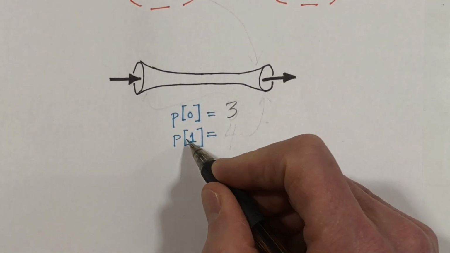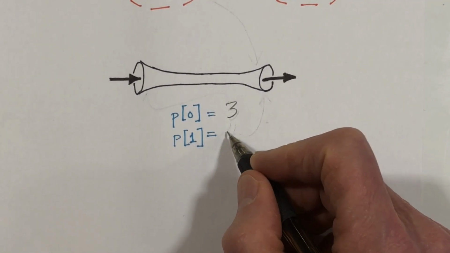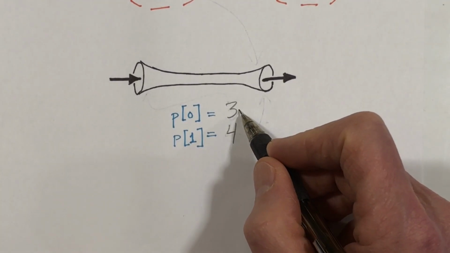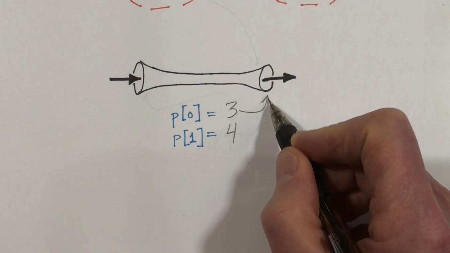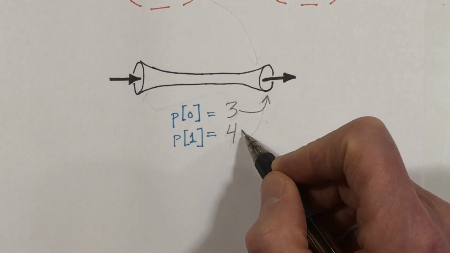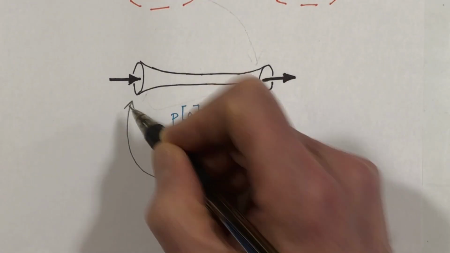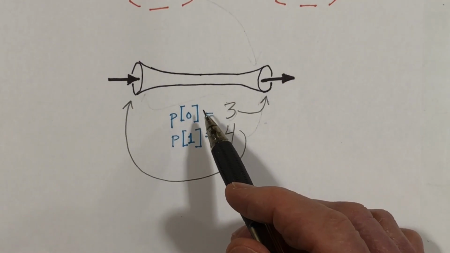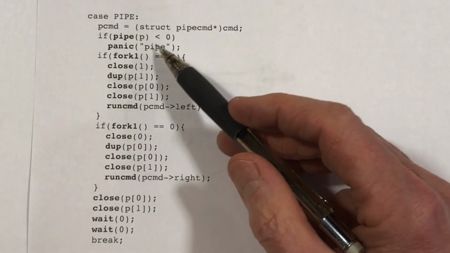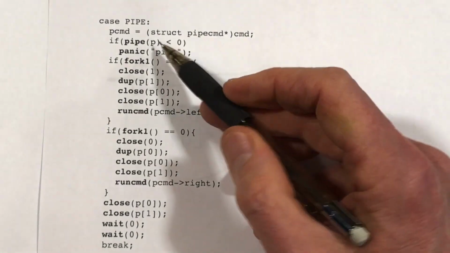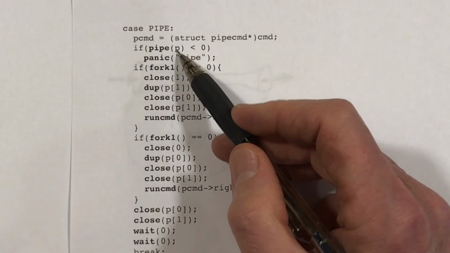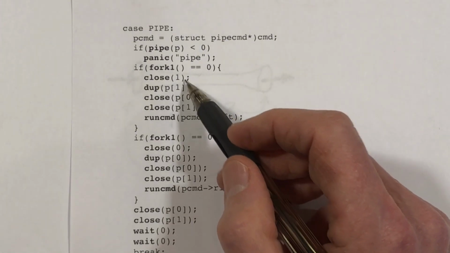And the other element of the array will be filled in with the following file descriptors, 3 and 4. 3 will be the file descriptor that essentially points to this end of the pipe, and 4 will be the file descriptor that essentially points to that end of the pipe. So after the pipe system call is made, this array has been filled in with two file descriptors. Presumably there'll be 3 and 4. Okay? Now what happens here in the first child?